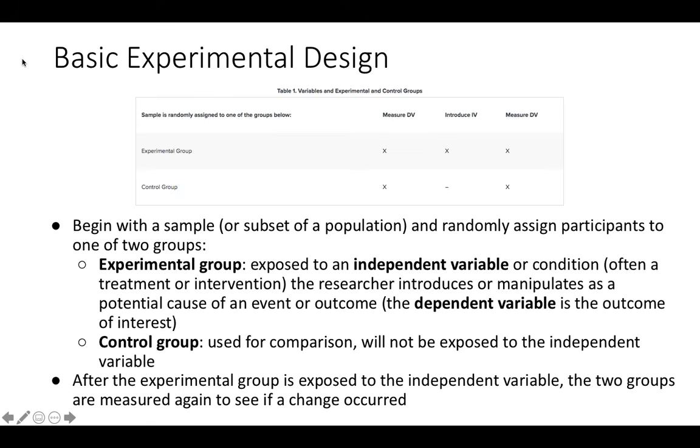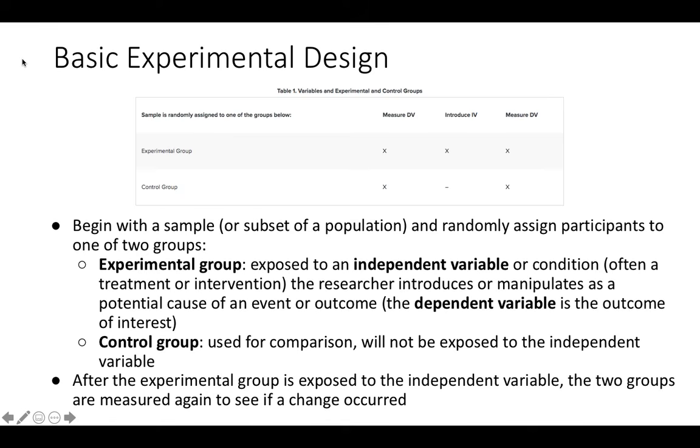Okay, so a basic experimental design begins with a sample, as I've already mentioned, a subset of a population. Once you have that random sample, you are randomly assigning. Like I said, everybody from that population has an equal chance of being selected for participation. As well, when you have that random sample, you have the random assignment where each individual has an equal chance of being in either the experimental or the control group.